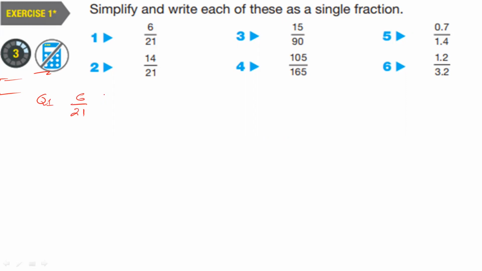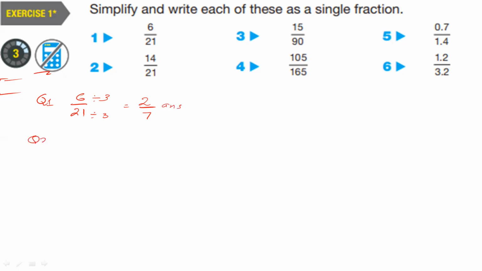Now we find a number which divides both the numerator and denominator. The highest number is 3, and we divide both numbers by 3 and we get 3 times 2 is 6 and 3 times 7 is 21. So now question number 1's answer is 2 upon 7.